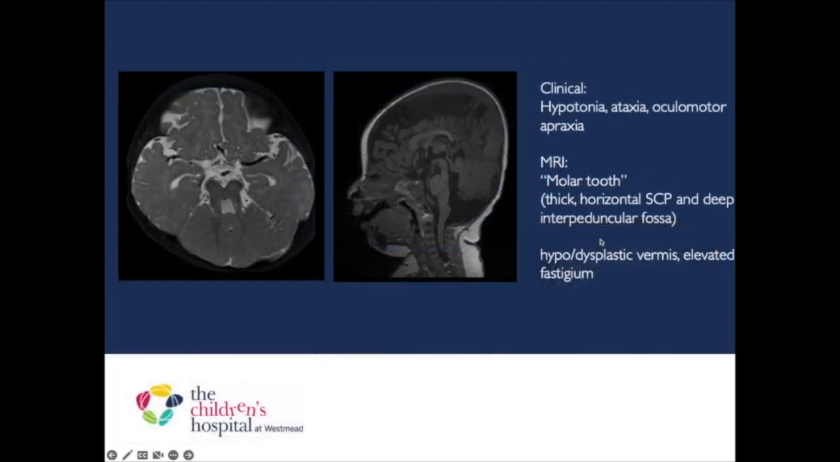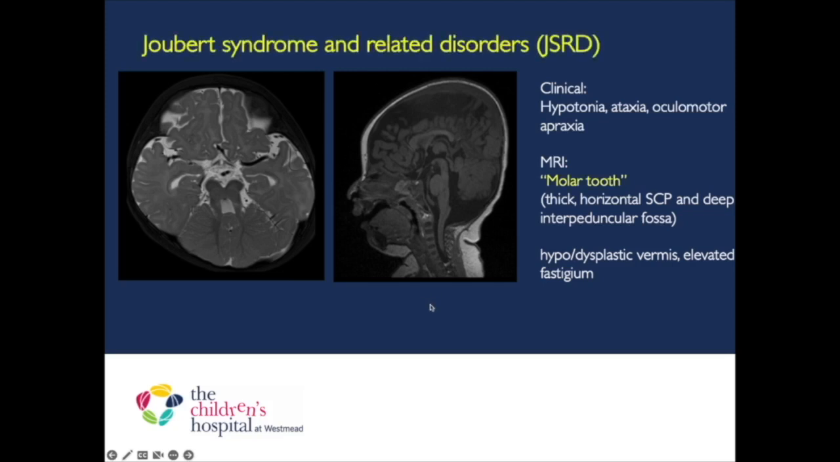All right, so the next case, again, something you will all recognize, hopefully, is the molar tooth. Clinically, these patients often will present with hypertonia, ataxia, oculomotor apraxia. It's a typical symptomatology. And the molar tooth obviously consists of these thick horizontal SCP and a deep interpeduncular fossa. The vermis is hypo or dysplastic, and an important feature is the elevated vestigial point that you can see from the hypoplastic inferior vermis. So, Joubert syndrome and related disorders.